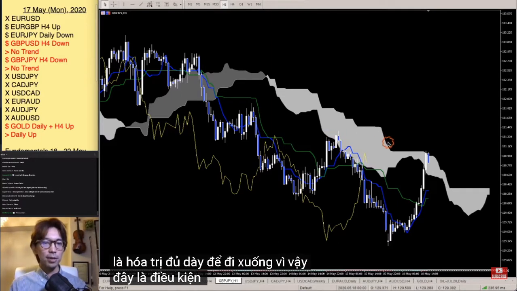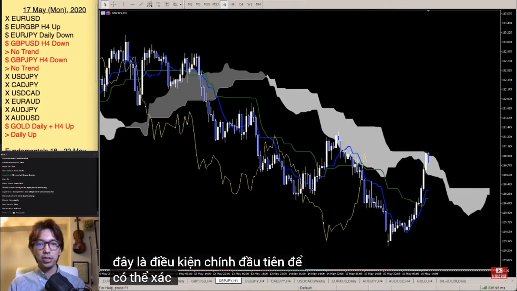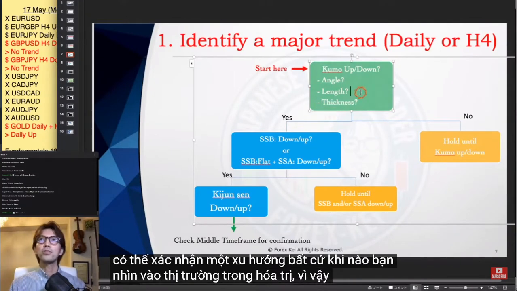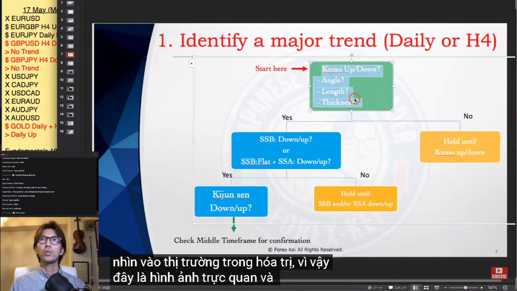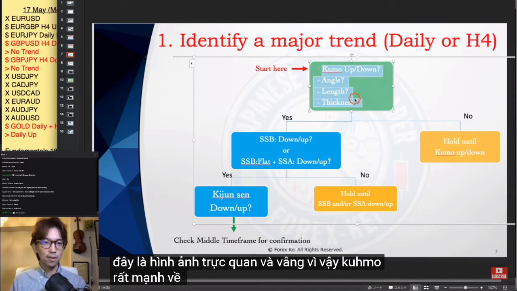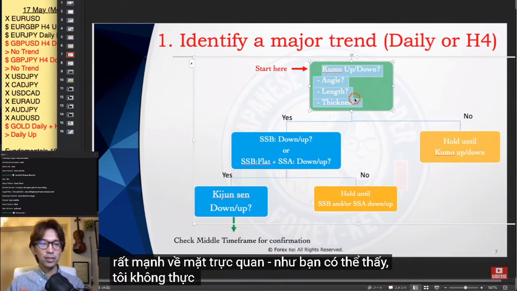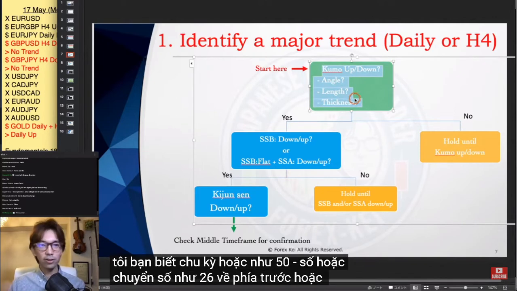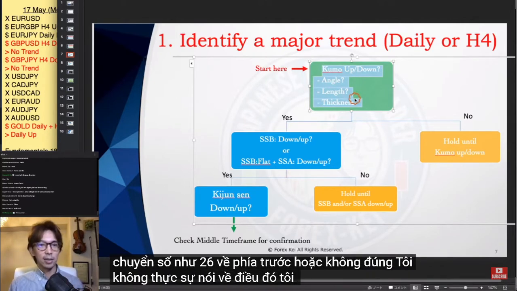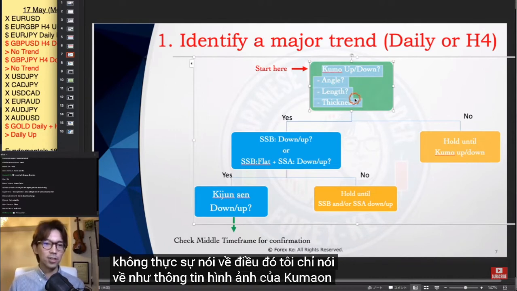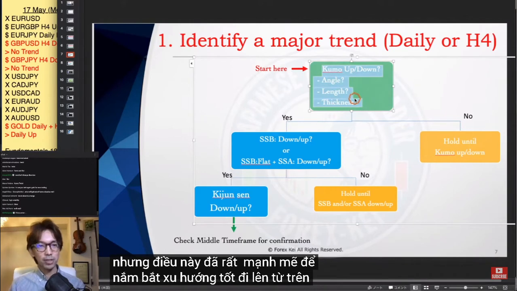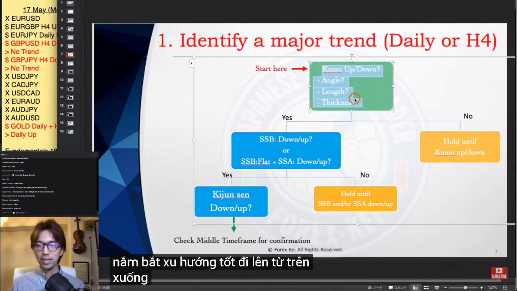So this is the first primary condition to be able to confirm the trend whenever you look at the market in the Kumo, right? So this is visual. And so yeah, Kumo is very powerful visually too, as you can see. I don't really talk about any period or the 52 number or shifting 26 forward or not. I don't really talk about that. I only talk about visual information of Kumo, but this is already very powerful to capture a decent trend up or downwards.